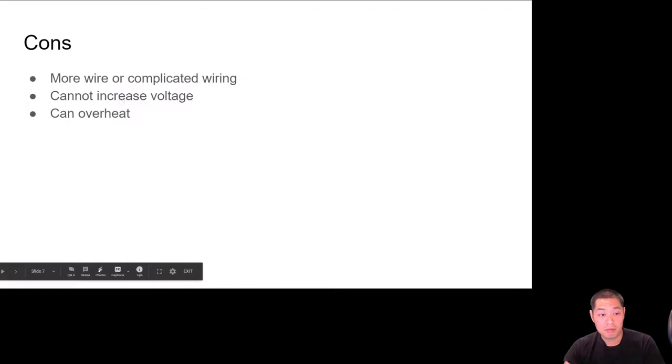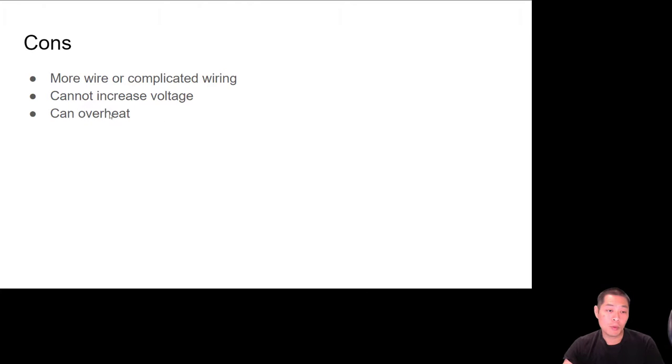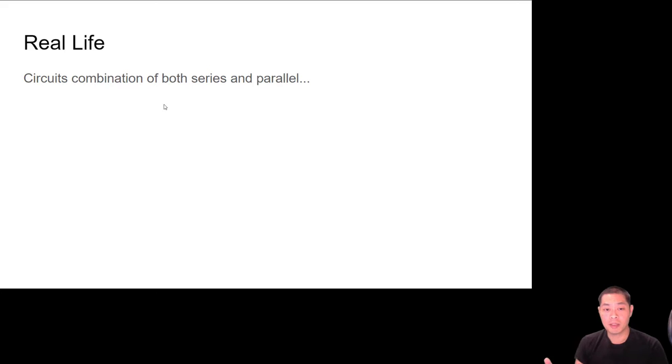It's more complicated. You can increase voltage, and the main thing we want to be careful about is that it can overheat. So in real life, we have a combination of both series and parallel. We try to take advantage of the series things and the parallel things all at once.